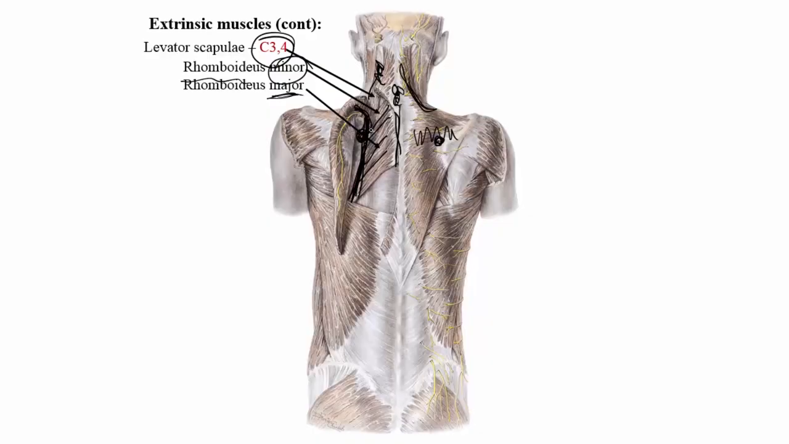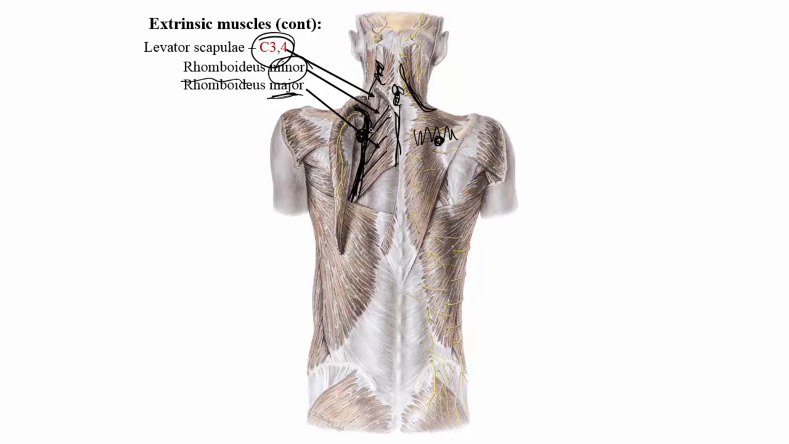So they can also rotate the scapula in a direction that's counter to what the trapezius does. So they unrotate what the trapezius did to allow us to elevate our scapula, our glenoid fossa. So they undo that action.